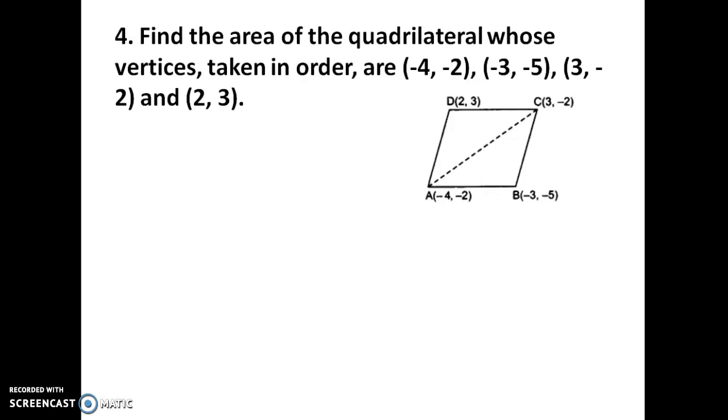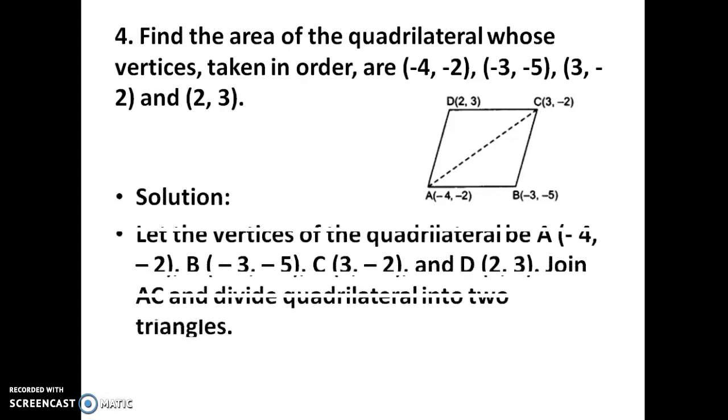Then the next one: find the area of the quadrilateral whose vertices taken in order are given. So the given coordinates are the coordinates of the quadrilateral, and we have to find its area. So how to find it out? We'll solve now. We are going to name these 4 coordinates as ABCD. Join AC and divide the quadrilateral into 2 triangles. If you draw one diagonal in the quadrilateral, it will be divided into 2 triangles.